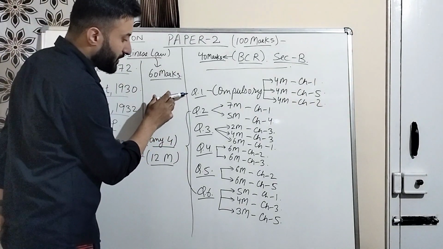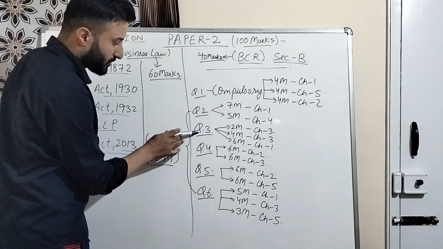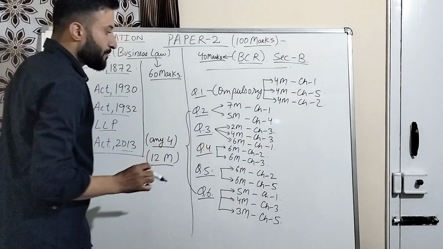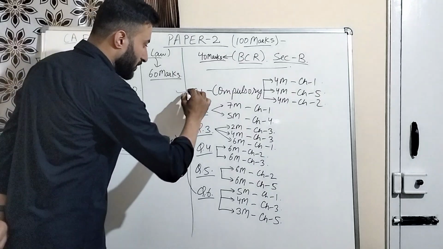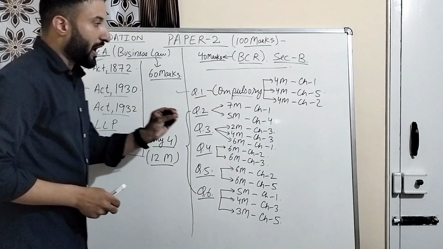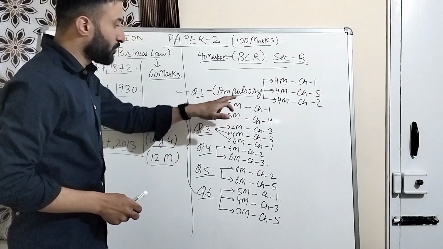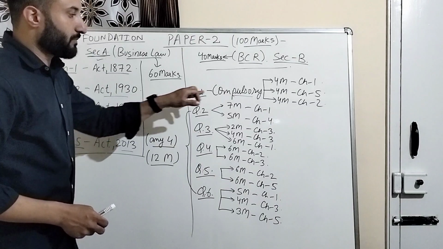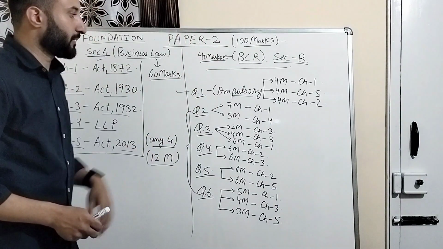We have 6 questions in section A: question number 1, 2, 3, 4, 5, 6. Of these 6 questions, question number 1 is compulsory. Means at any cost you have to do this question. You don't have any option for leaving. Question number 1 is compulsory.